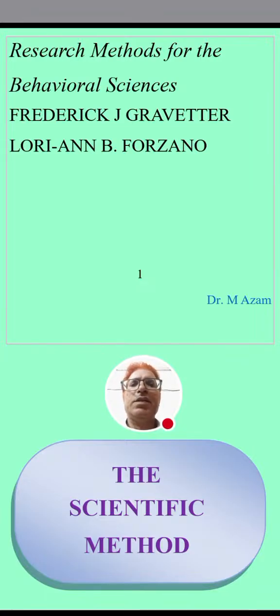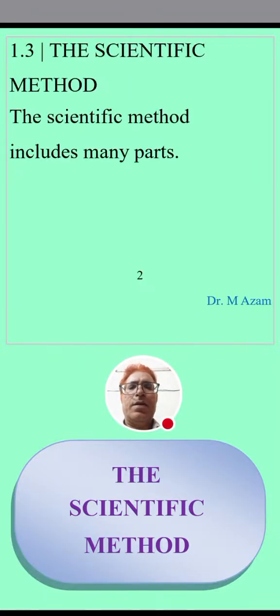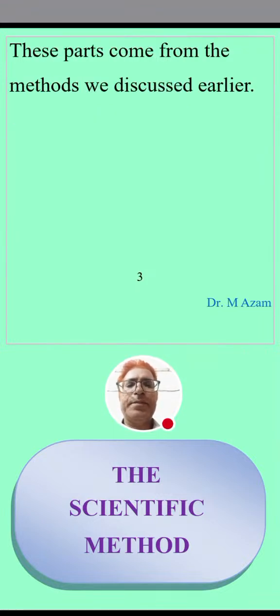Our course is Research Methodology, and our textbook is Research Methods for the Behavioral Sciences, written by Frederick Gravater and Lorianne Forzano. Today, we are going to discuss the scientific method. The scientific method includes many parts. These parts come from the methods we discussed earlier.